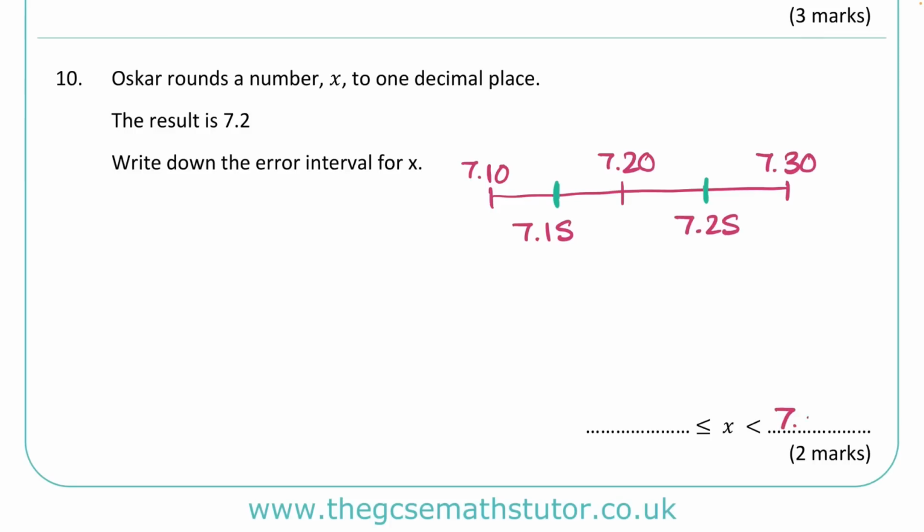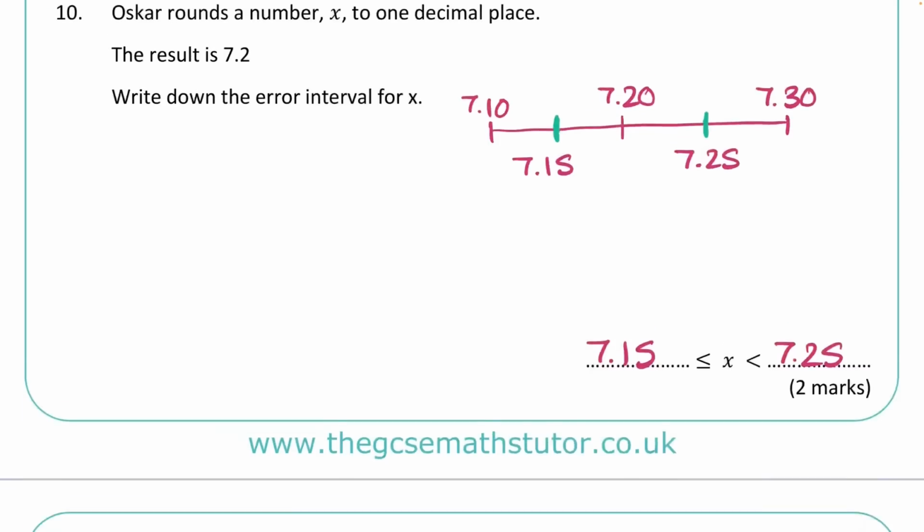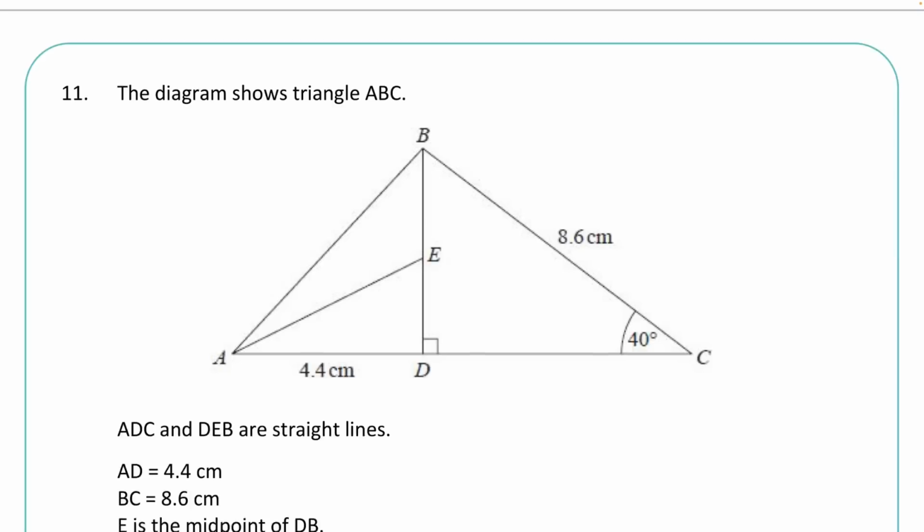So 7.25 and 7.15. And not forgetting, if you have a question that mentions bounds or anything that's been rounded to 1 decimal place and you're asked to work out an upper or lower bound, you need to write down these error intervals on those questions for any number that you are given. But there we go, just an error interval there for this one.